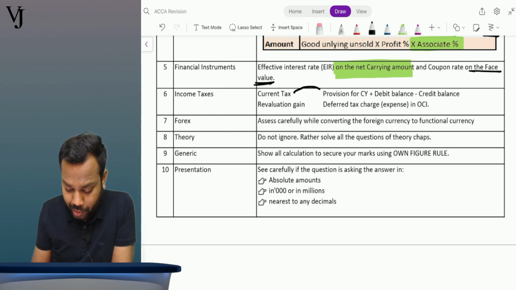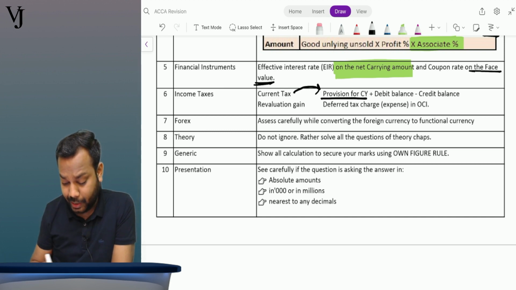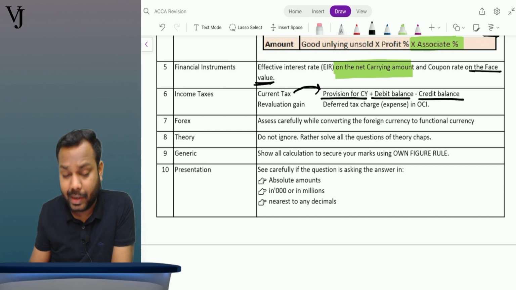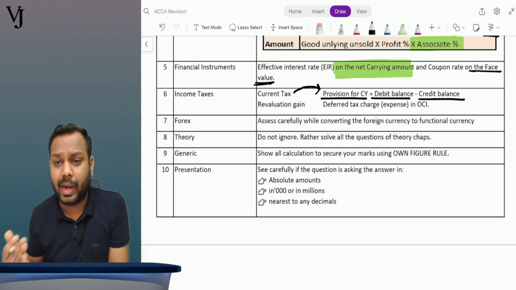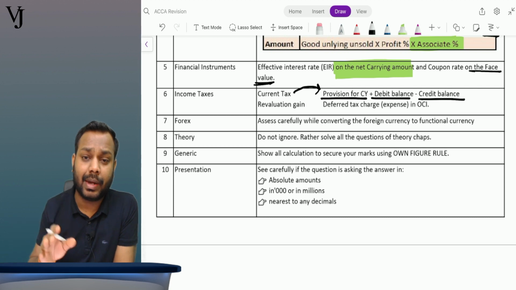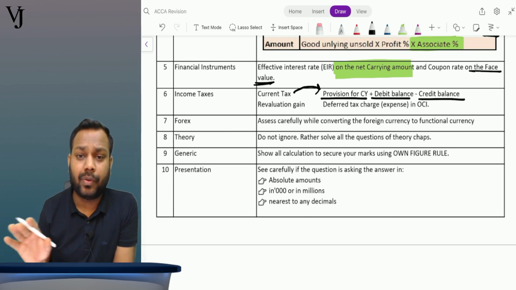Current tax, how will you calculate? Provision for tax for the current year plus any debit balance minus any credit balance. Now, the question will have either a debit balance or a credit balance. If it's a debit balance, add it to the current tax. If it's a credit balance, reduce it from the current tax.